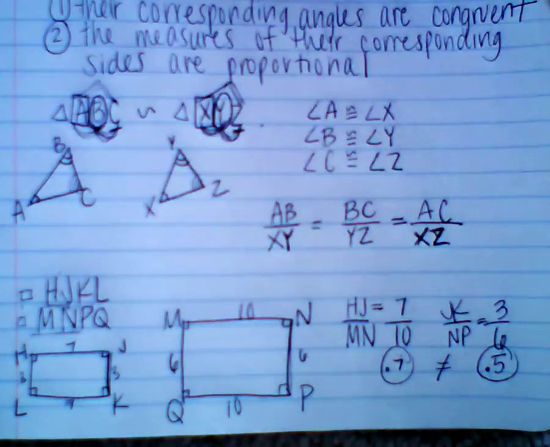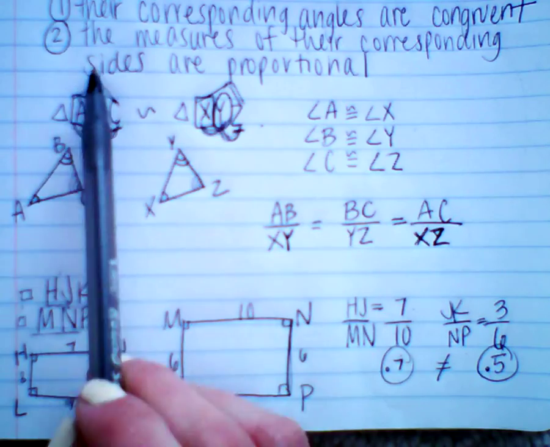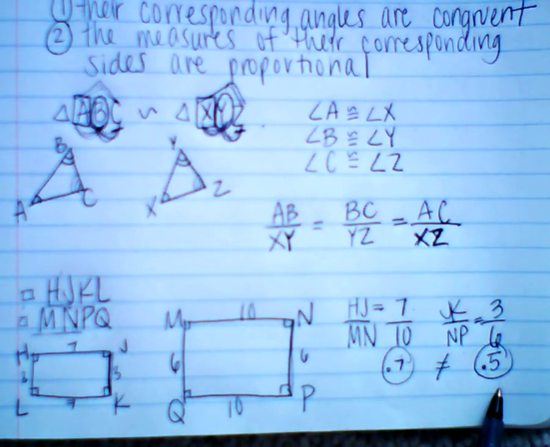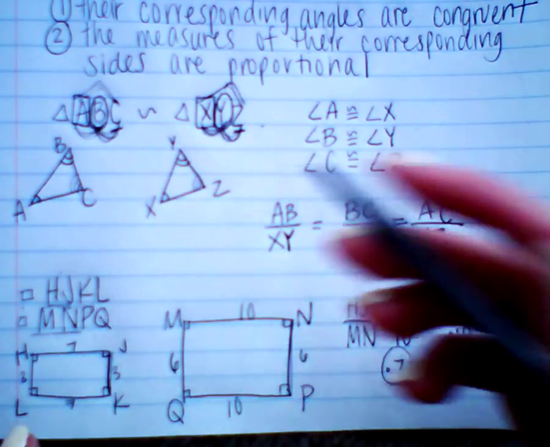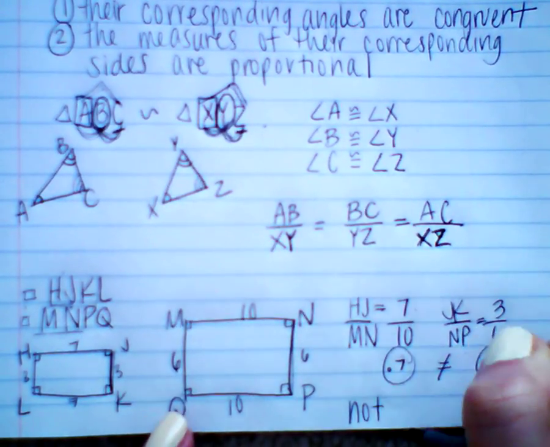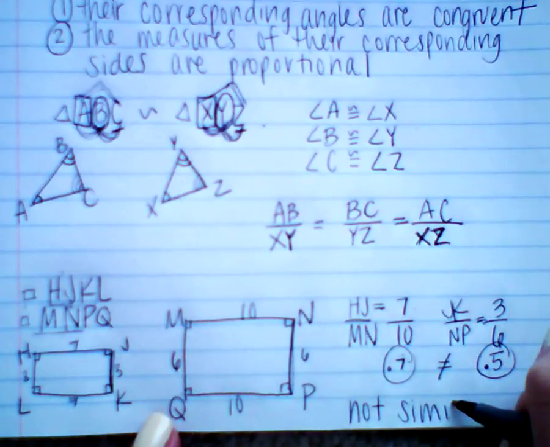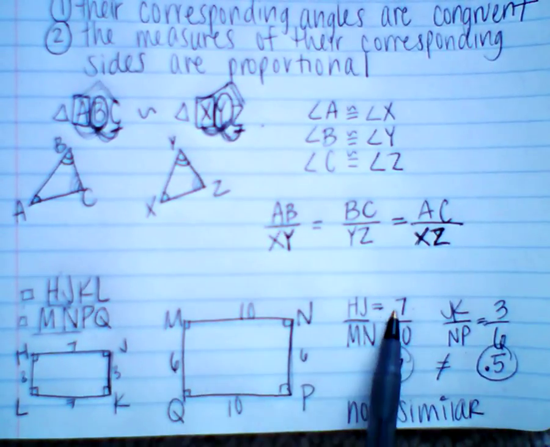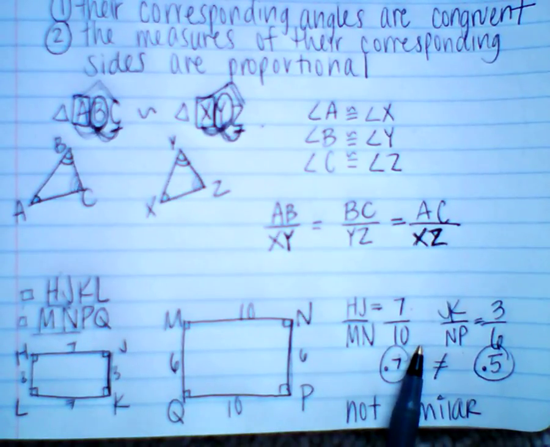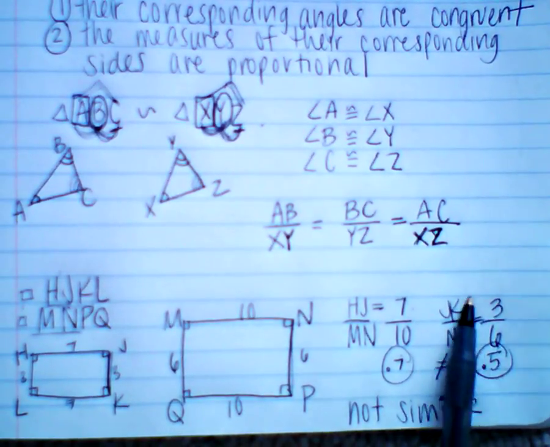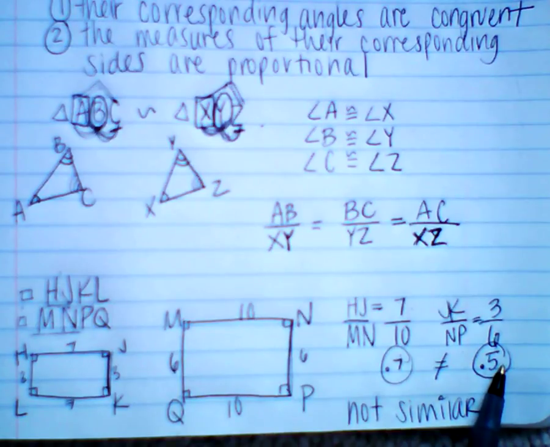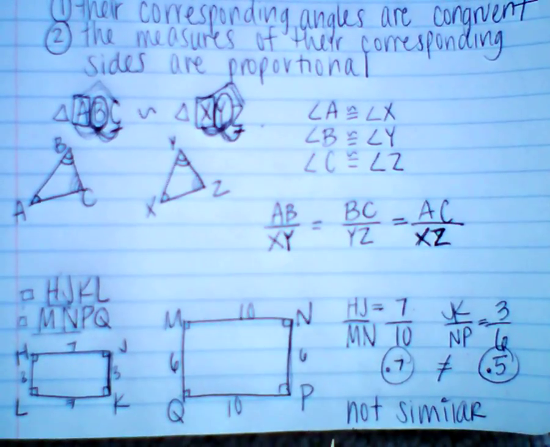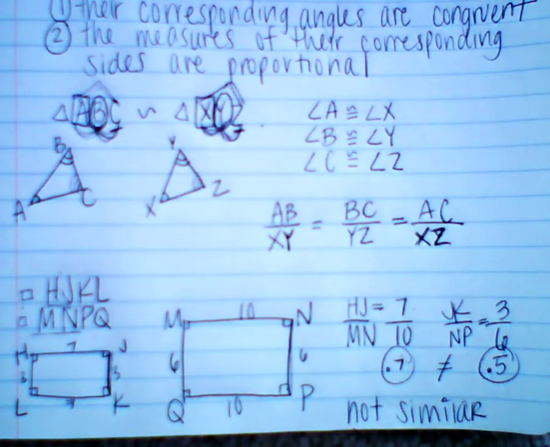They're not equal. Therefore, it says the measures of their corresponding sides are proportional. Since these are not, I can say right here, these rectangles are not similar. Either all of the sides would have had to come out to 7 over 10, or all of the sides would have had to come out to 3 over 6, or half. Okay, so once I see that 2 of the sides do not correspond, I can be done. I can say not similar.